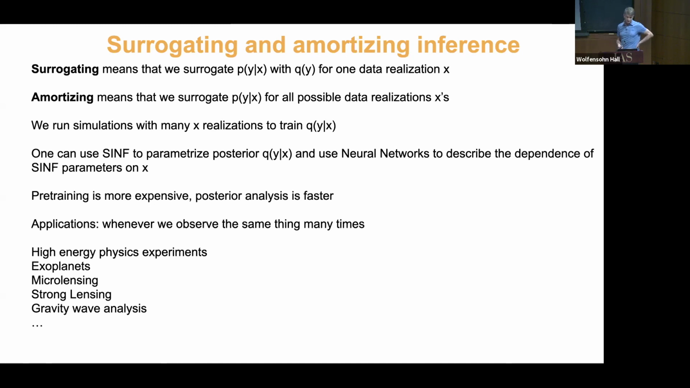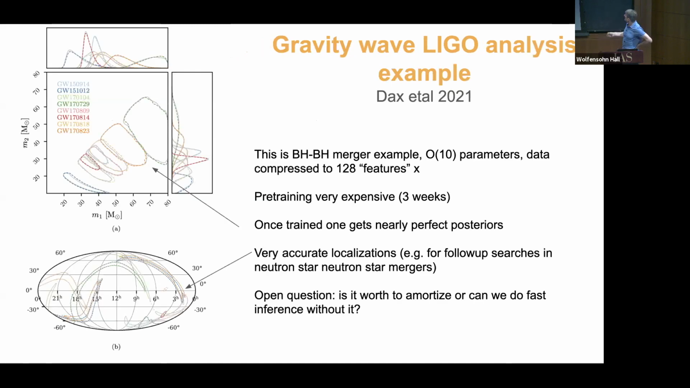black hole mergers. Okay, and so here's a recent example from Dax et al. It's a German team, and they have done this. They compressed the data from LIGO to 128 features. So the data is 128 dimensional. They've trained this for 3 weeks. So pre-training is very expensive in this case. But once they have trained, they got nearly perfect posteriors. There's basically one that is the true posterior, and the other one is the approximate posterior. And again, they're almost indistinguishable. They also get very good localizations.